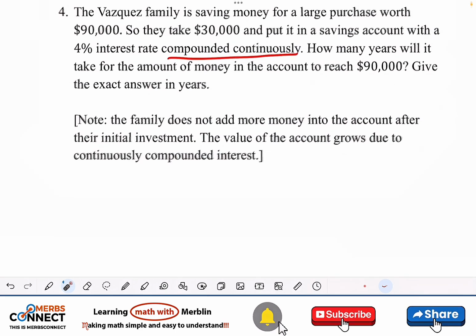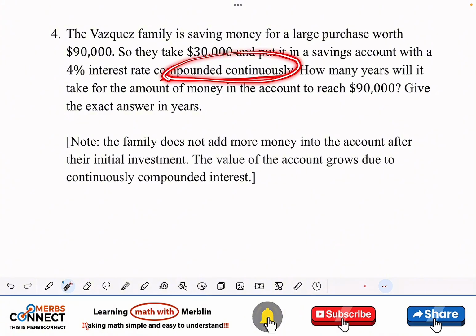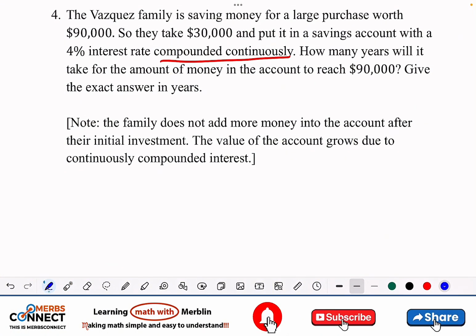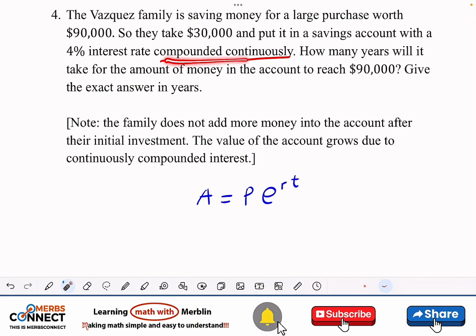So this tells us that we are going to use the formula A equals P e to the power RT, because this is compounded continuously. Now, what is A? A is the amount that we are going to get after some years. After some years, we are going to have $90,000. So A is equal to 90,000. This is our A.